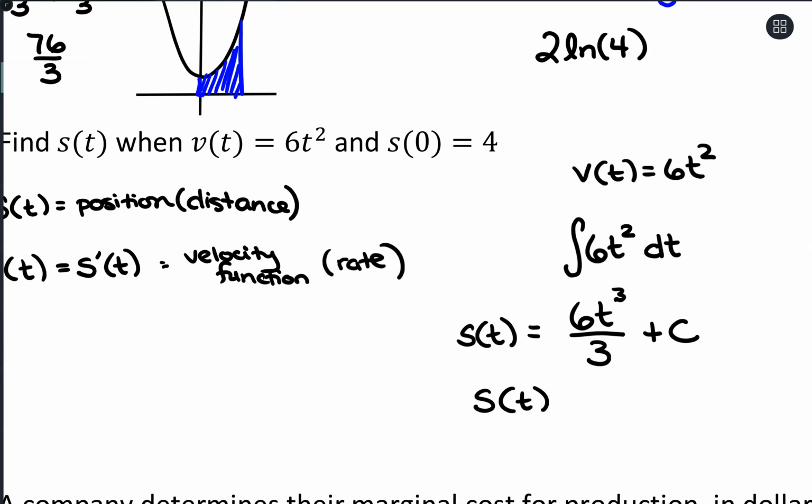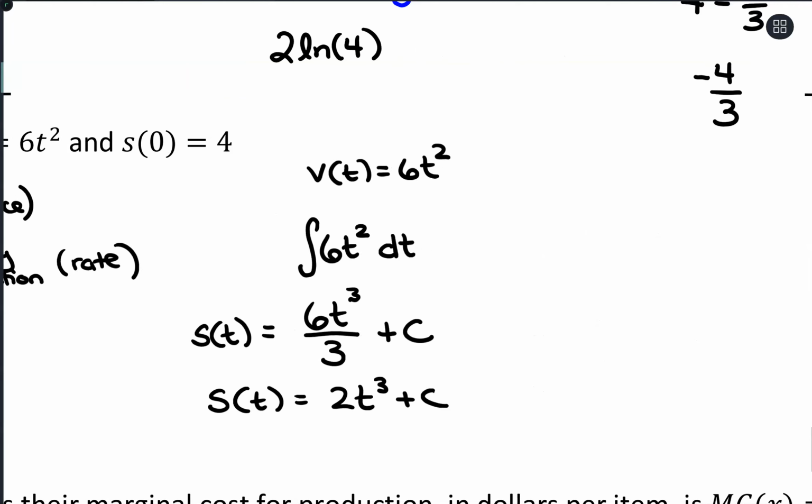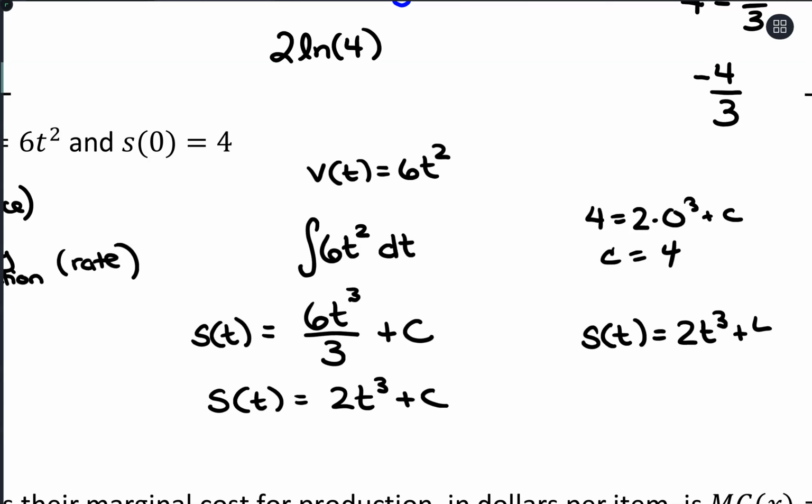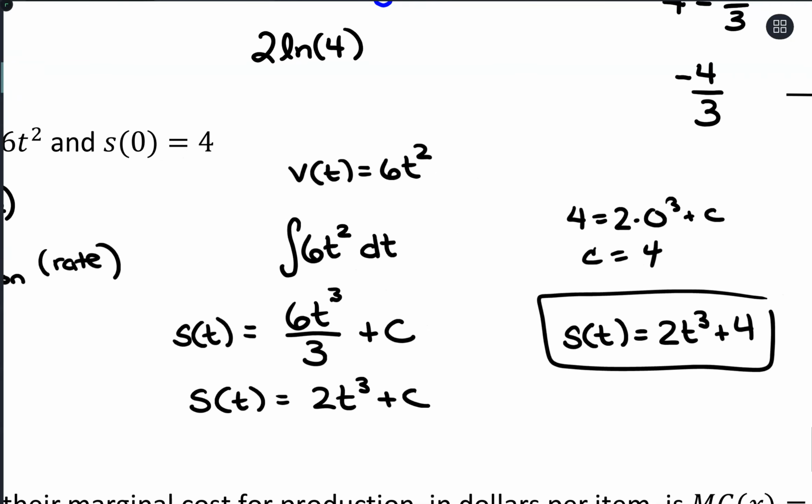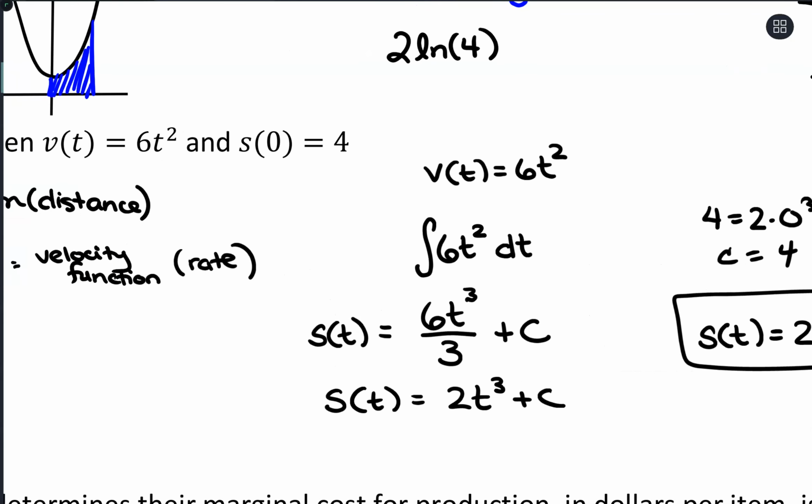So s of t is equal to 2t cubed plus c, and they give us information that s of 0 is equal to 4. So what we can do is solve for c by plugging in that coordinate. So we would have 4 equals 2 times 0 cubed plus c, which means c is just equal to 4. So our position function is 2t cubed plus 4. And that would get us to a velocity function of 6t squared, and also has that original coordinate of (0, 4).